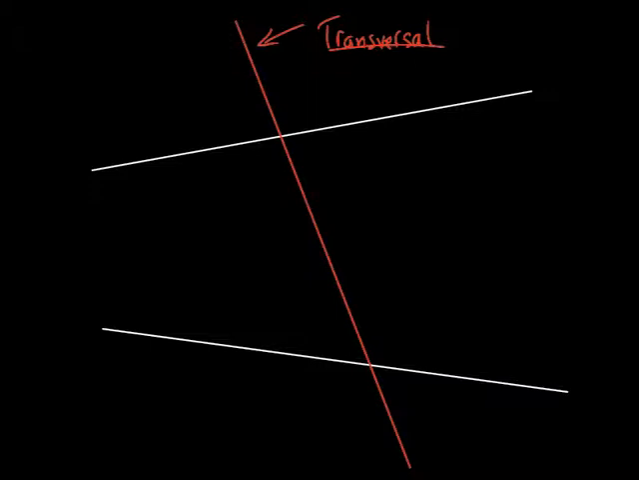Now let me throw some angles in here, and let's just describe some of these angles. I'm going to name them by numbers, make it kind of easy. All right, so here are angles 1, 2, 3, and 4.